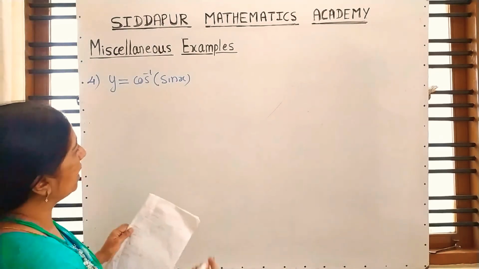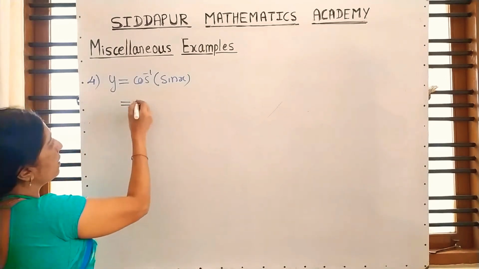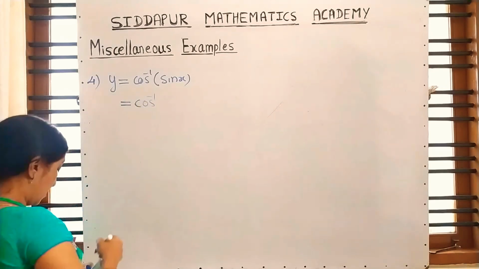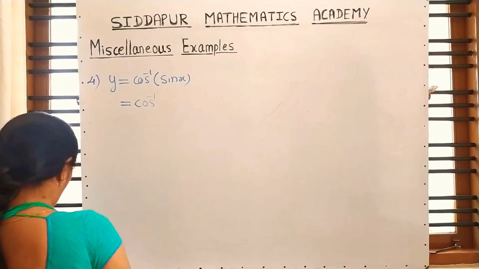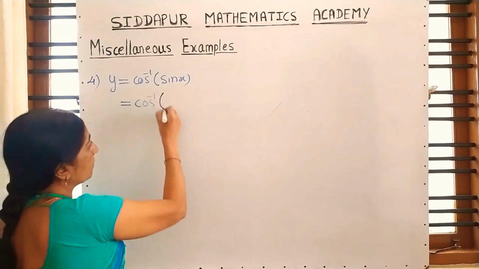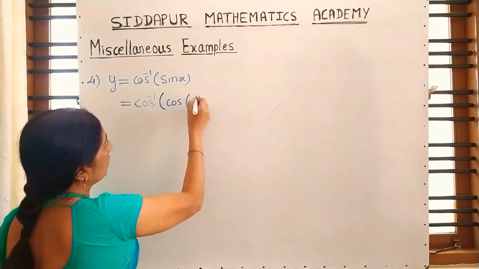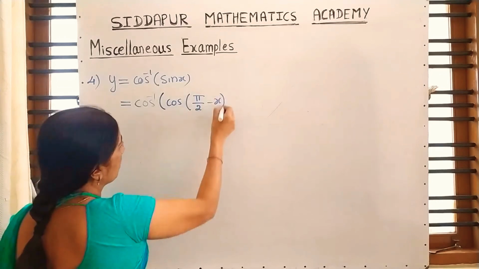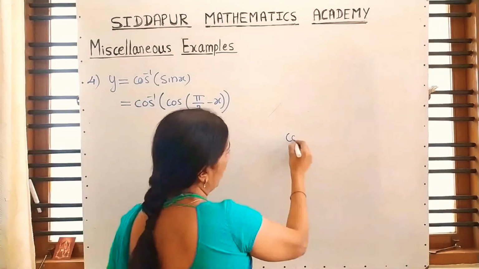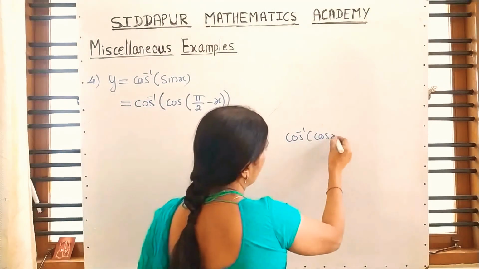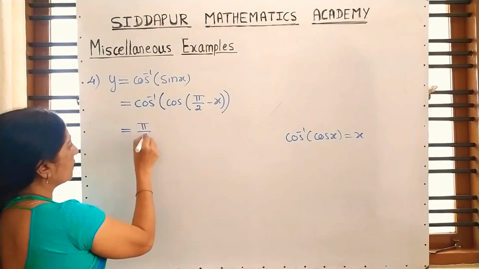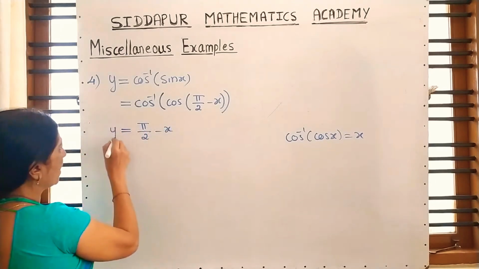You can differentiate directly, or if you are perfect with allied angles, cos inverse sin x will be written as cos inverse of cos of pi by 2 minus x, because cos of 90 minus theta is sin theta. Now cos and cos inverse get cancelled. We have a formula: cos inverse of cos x is equal to x. Apply that formula. This is pi by 2 minus x. So y is equal to pi by 2 minus x.